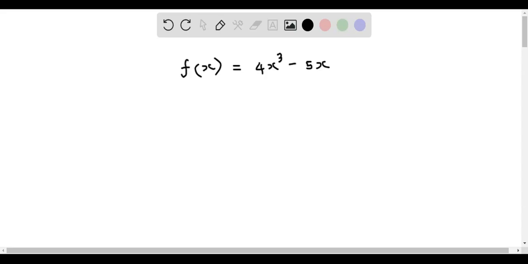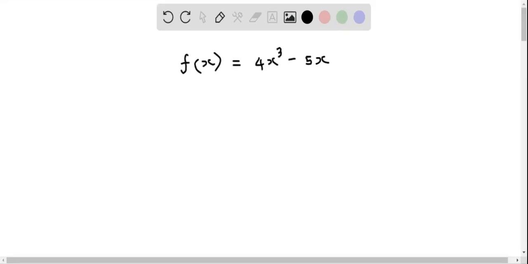Let's determine the critical points of this given function. That is, we have f of x equals 4x cubed minus 5x. So to determine the critical points, we use the definition of critical points. That is, for any function f of x, critical points occur at f prime of x equals 0 or when it is undefined.